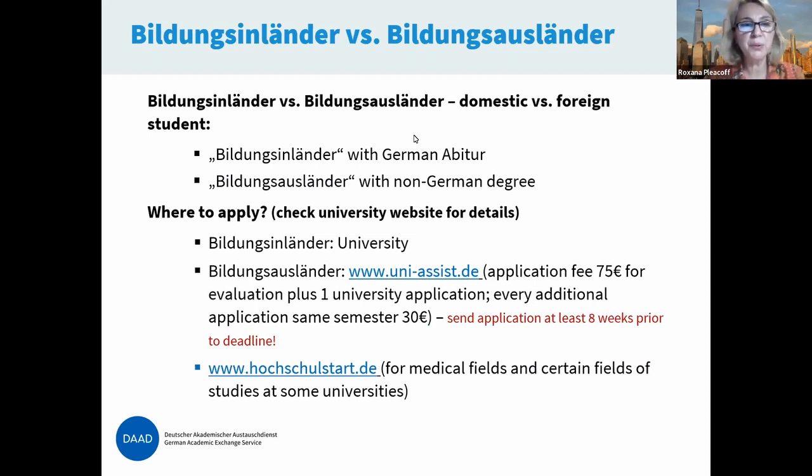So we come to these two terms, Bildungsinländer versus Bildungsausländer. You are considered a Bildungsinländer if you are a foreign citizen who has acquired a German higher education entrance qualification either in the Federal Republic of Germany or at a German school abroad. The Abitur, and likewise the Abitur certificate from a German school abroad, certifies the general higher education entrance qualification and provides access to any course of study at universities in Germany as a Bildungsinländer. The Bildungsausländer has a non-German degree.